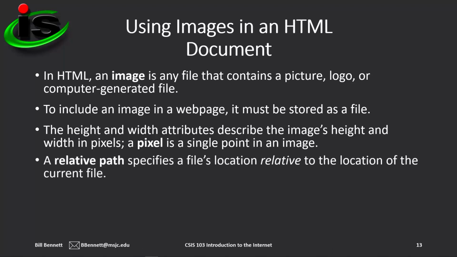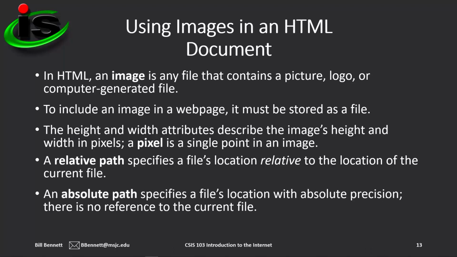A relative path specifies the file's location relative to the location of the current file. An absolute path specifies a file's location with absolute precision. There is no reference to the current file.